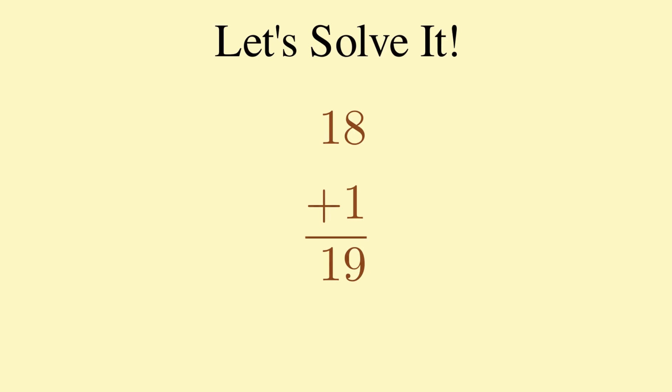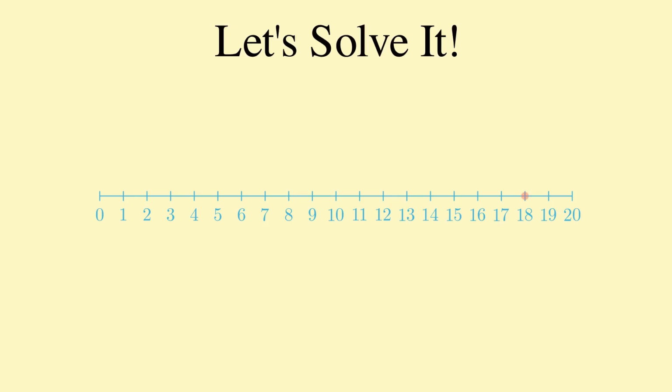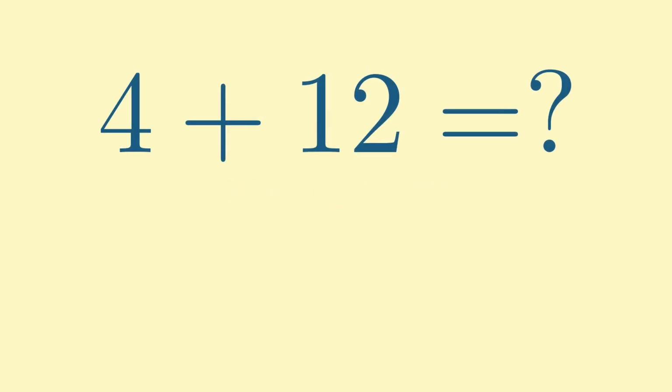We can also use a number line. Start at 18 and move one step forward. 1, we land on 19. Great job! Now, let's move to the next question. What is 4 plus 12?